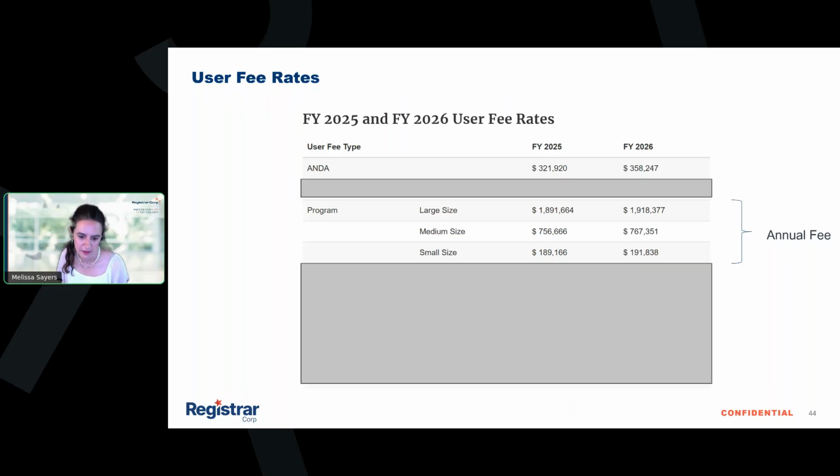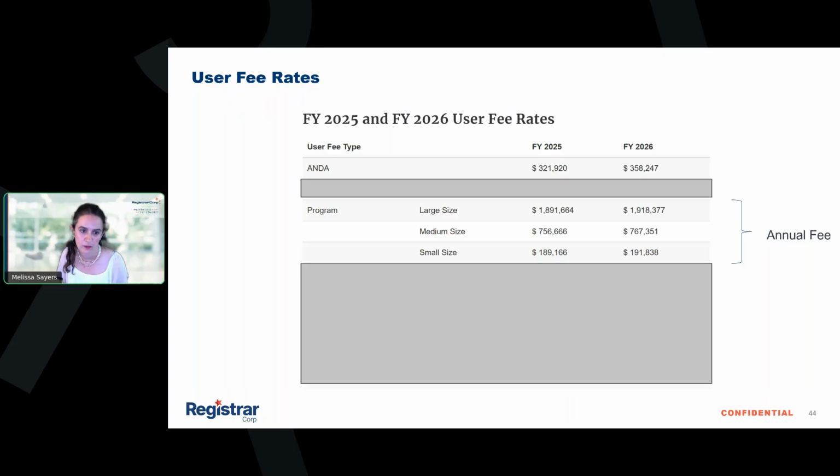Then there's a tier for medium size and large size. So depending on how many ANDAs, and the other key thing about the program is that even if it's been discontinued, they still include it as part of the portfolio. So as long as an ANDA has been approved, it goes against the count for that organization.